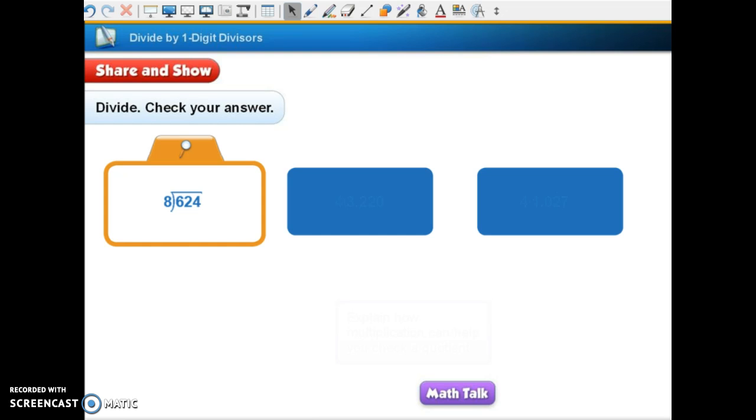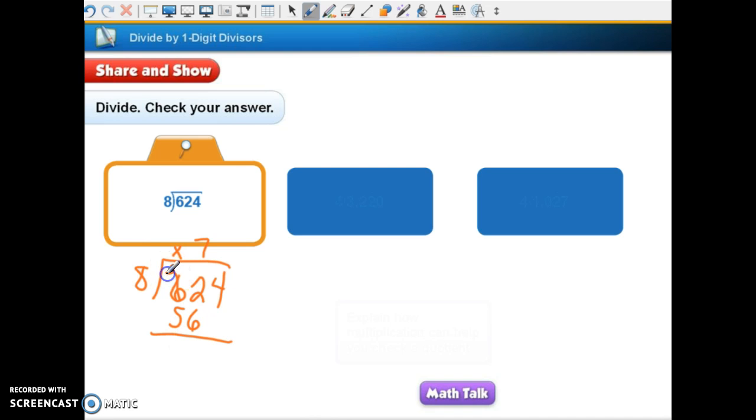Okay, so here we go. We're going to do this first one together. 624 divided by 8. Can you share 600s among 8? No. So you're going to put your little X. Now, can you share 62 among 8? Yes. How many times? 7. And what is that? 56. So we're going to say a 7, and we're going to say 56. And we're going to do our subtraction.